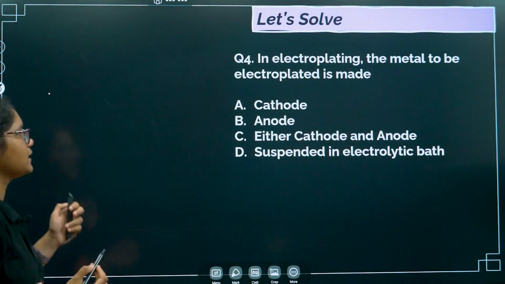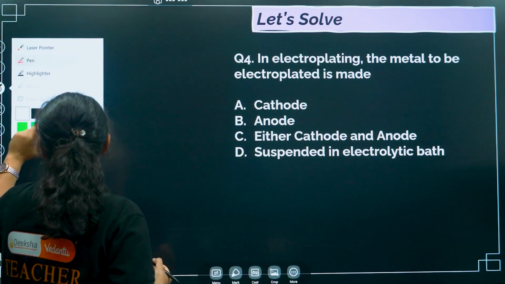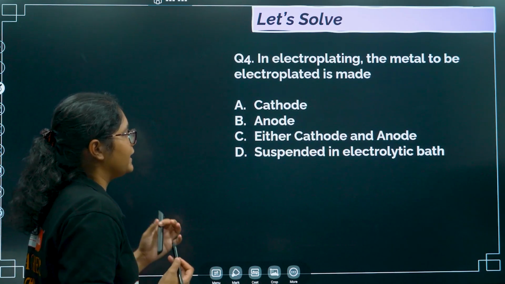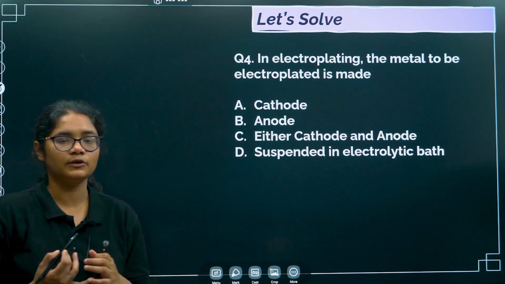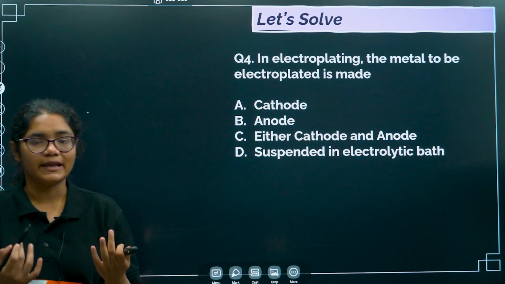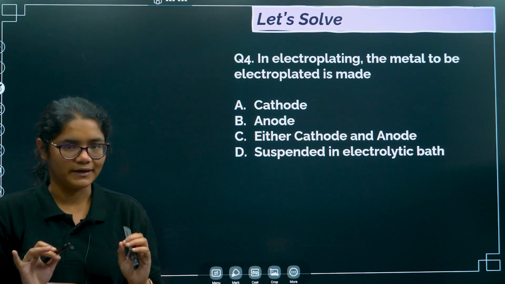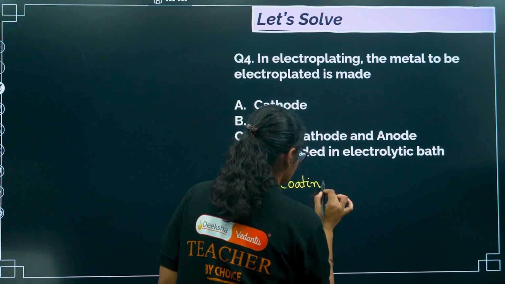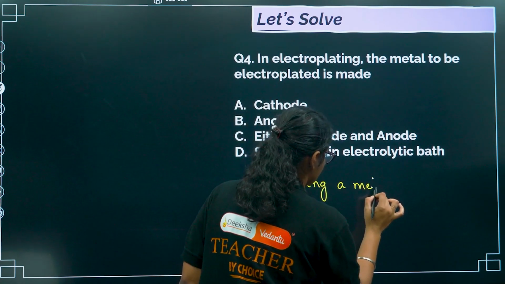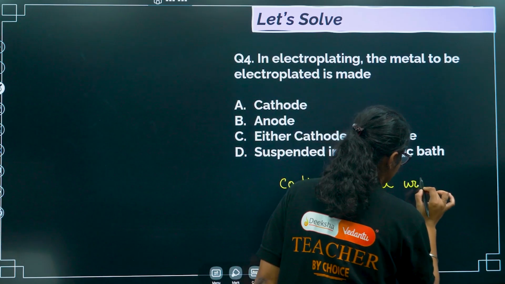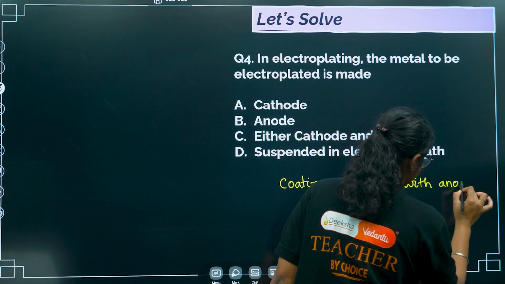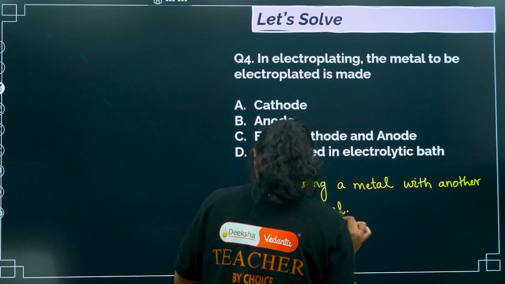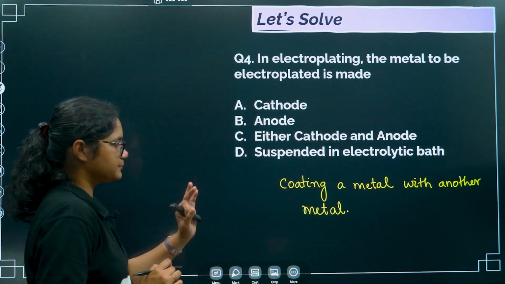Okay, now coming to the next one here. A question again, let us solve. In electroplating, the metal to be electroplated is made up of. So what happens when you are doing electroplating? First let us understand what is electroplating. Electroplating means coating a metal with another metal.